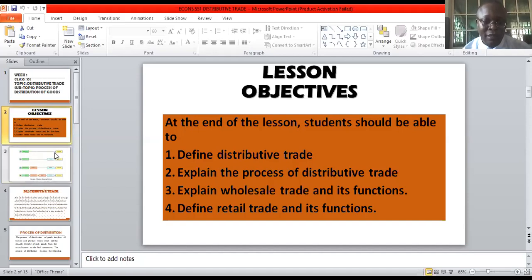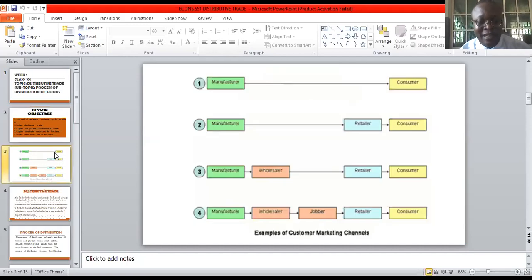Then the next one is the diagram of distributive trade. The first one is from manufacturer to the consumer. It's possible for the manufacturer to transfer goods to the final users, which is the consumer. Number two, from manufacturer to retailer and then to the final user, that is the consumer.